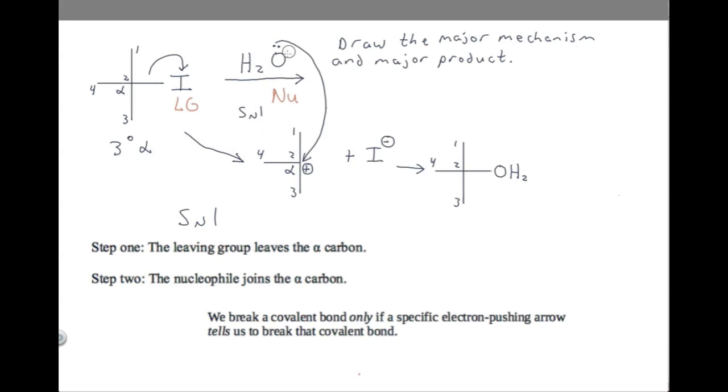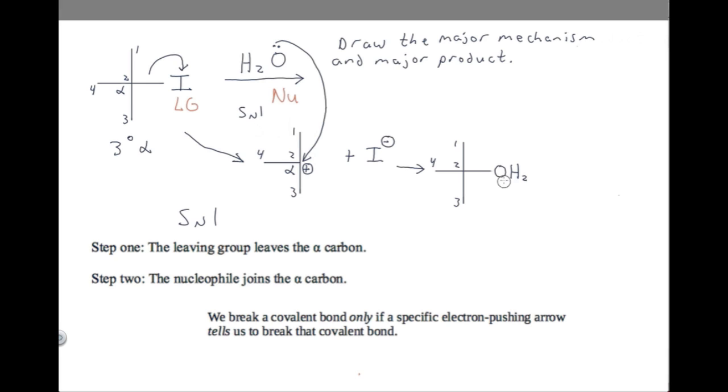Notice that an arrow that tells you to break a bond looks like this. If the arrow tells you to break the bond, it's because the tail of the arrow is on the bond. When the tail of the arrow is on the bond, that tells us to break the bond. Well, the tail of this arrow is not on the covalent bonds, it's on the lone pair. So this arrow does not tell us to break any covalent bonds, so it would be a big mistake if we didn't pull along these hydrogens.